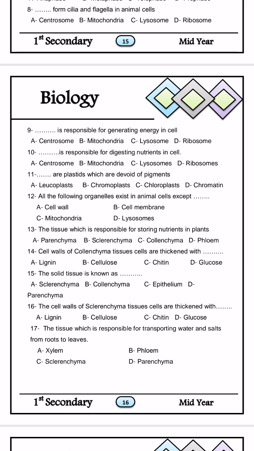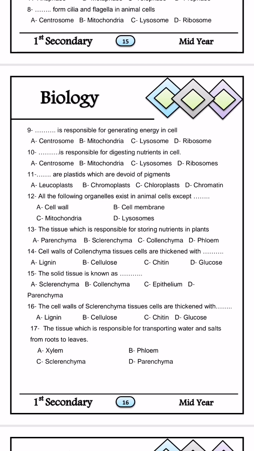Number 11. Which are plastids that are devoid of pigment? The meaning of devoid, they don't have. Leucoplasts, chromoplasts, chloroplasts, or chromatin. The answer is leucoplasts, A. They have no pigment. Number 12. All the following organelles exist in animal cell except: cell wall, cell membrane, mitochondria, lysosomes. The answer is cell wall. Cell wall is found only in the plant cell.